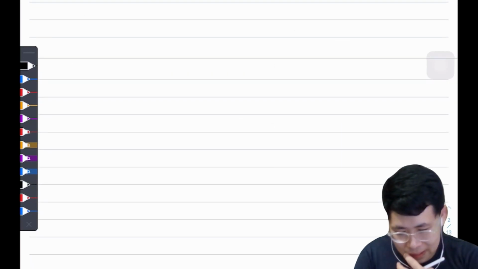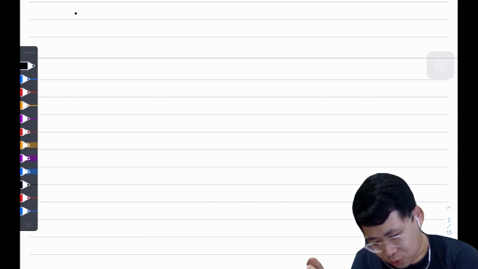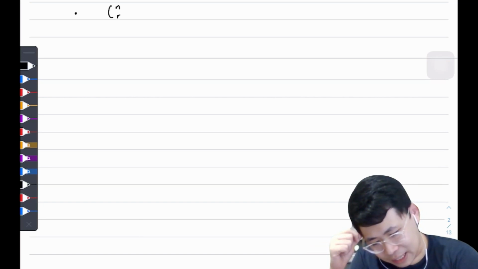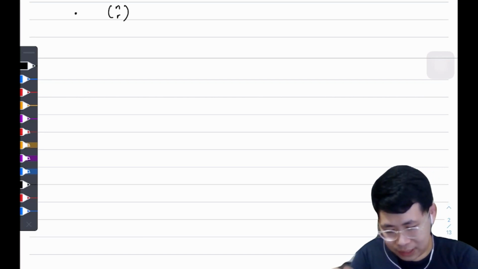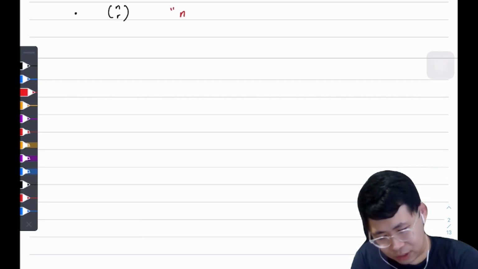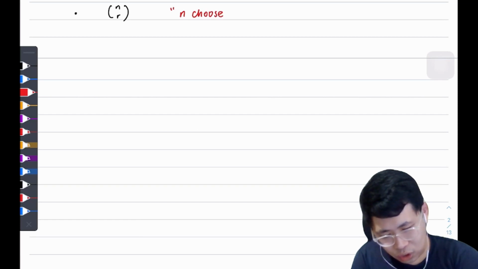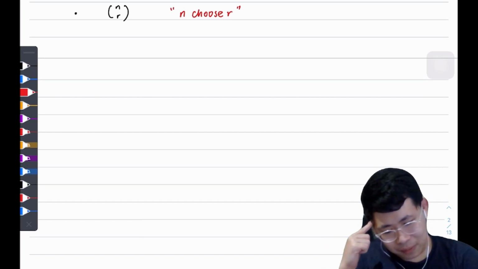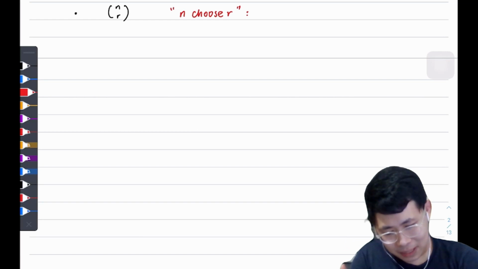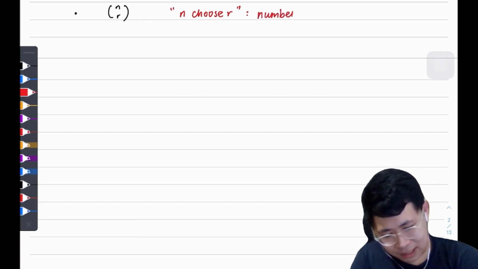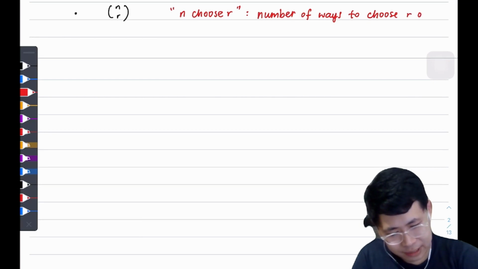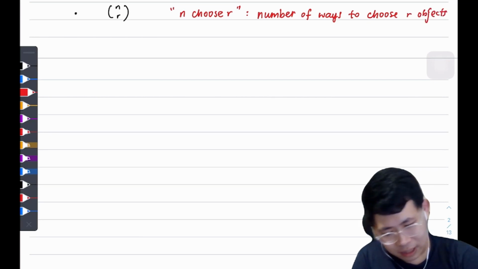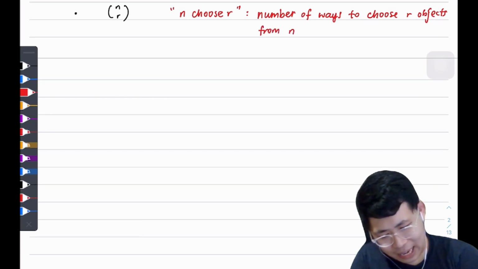Okay, after try 1, I'm going to introduce you to the second thing. It's about this thing over here. How do we pronounce it? This is actually n choose r. Okay, n choose r. Now what does n choose r mean? It means the number of ways to choose r objects, or r items, from a list of n objects.